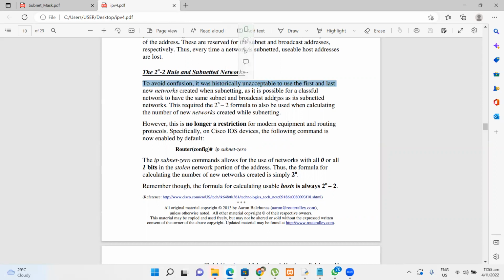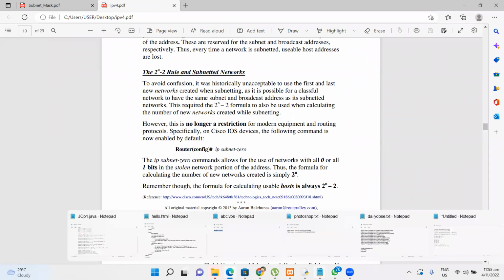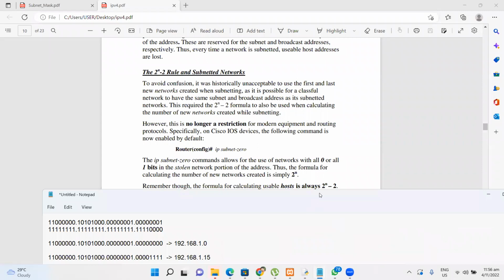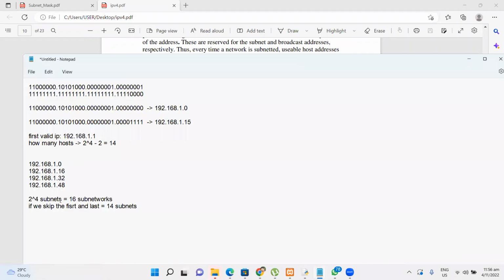But the thing is, with modern devices, you don't want to apply the 2 to the power n minus 2 formula. You might wonder why. It depends, which is why I ask you to write conditional answers. If there are actually 16 subnetworks, and we skip the first and last, there will be 14 subnetworks.